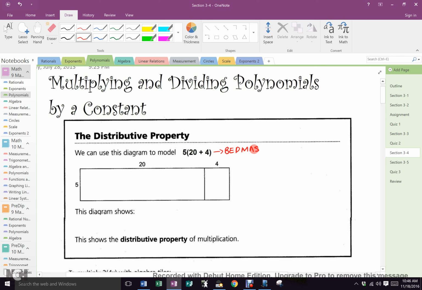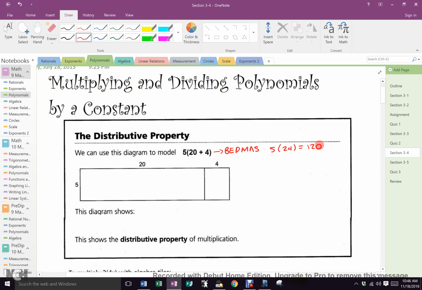This is a BEDMAS situation. According to your very first unit, what would you do now? You would do the brackets first. What are the brackets? 20 plus 4. So according to BEDMAS, we would not touch the 5, and this would become 24. Yes? Excellent. Now, none of you can multiply that in your head, so you would get out your calculators and get what for an answer?